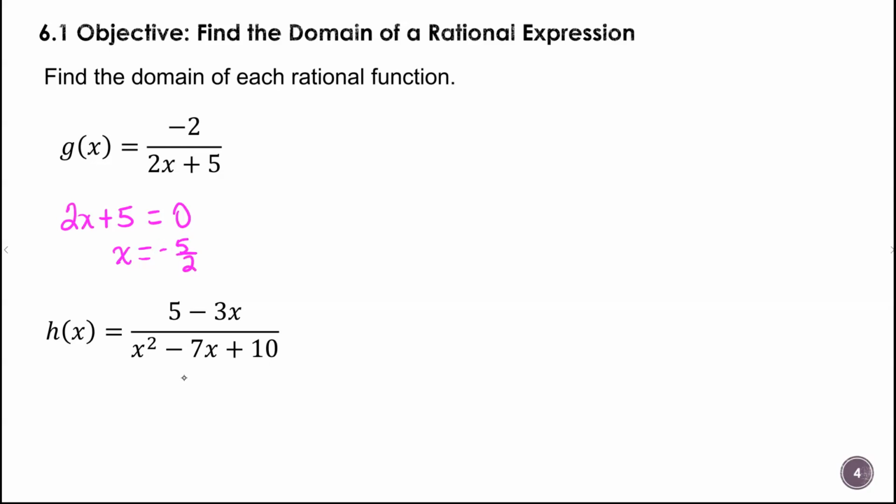And -5/2 is the only excluded value, right? That's the only number that cannot be in my domain, because that's the one that makes the denominator 0. So I'm going to say x such that x is a real number and x does not equal, or is not equal to, that's what that notation means, -5 halves.